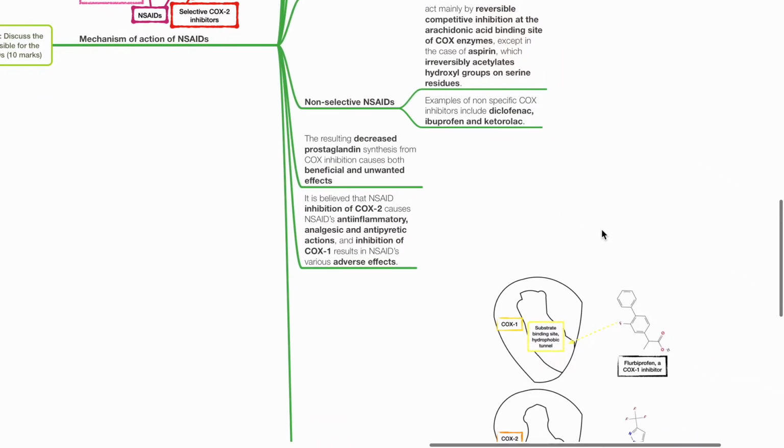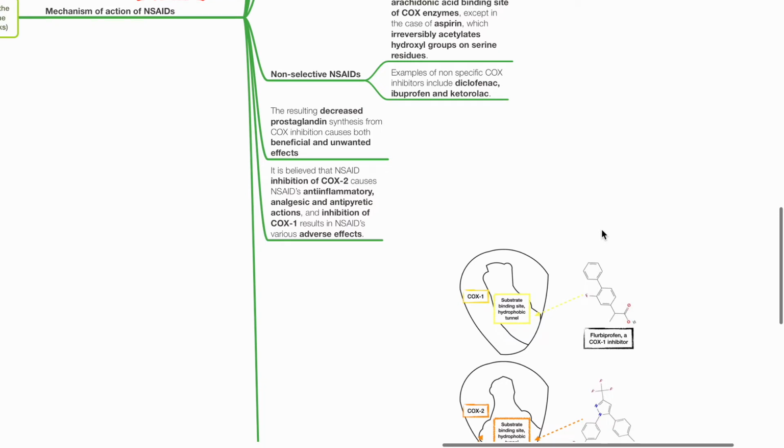The resulting decreased prostaglandin synthesis from COX inhibition causes both beneficial and unwanted effects. It is believed that NSAID inhibition of COX-2 causes NSAIDs' anti-inflammatory, analgesic, and antipyretic actions, and inhibition of COX-1 results in NSAIDs' various adverse effects.